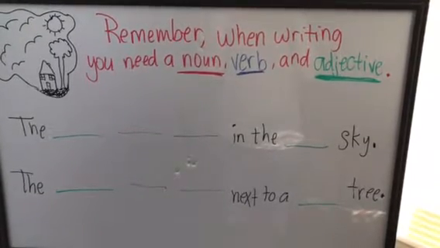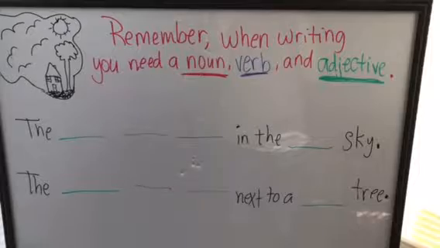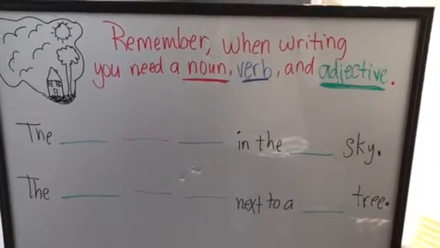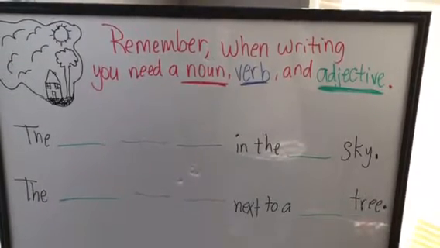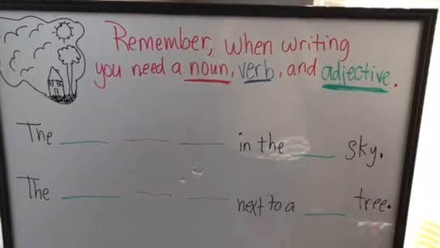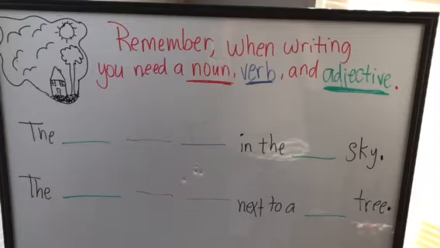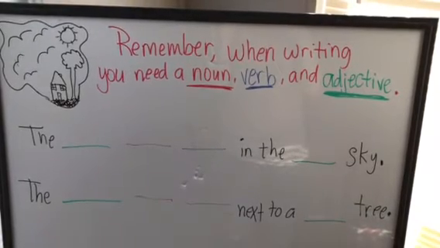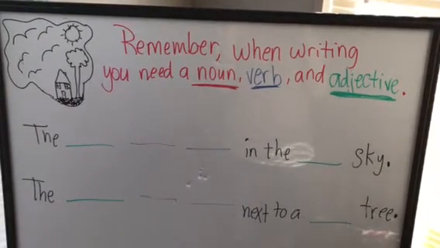Hi everyone. Today I want to talk about writing good complete sentences. Remember, when writing, you need a noun, verb, and adjective. And you don't have to have just one adjective. You can have more than one adjective. Remember, an adjective makes it exciting because it describes the noun.